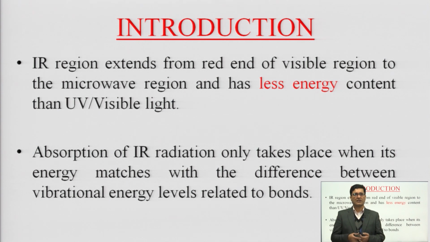As we have already discussed, the IR region extends from the red end of the visible region to the microwave region and has less energy content as compared to visible or UV light. So IR light is generally not capable of causing the electronic transitions that we observe in UV and visible spectroscopy because of its lower energy content. So what can it do? IR light upon absorption can only cause amplification in the vibrational motions or vibrational modes of the bonds.